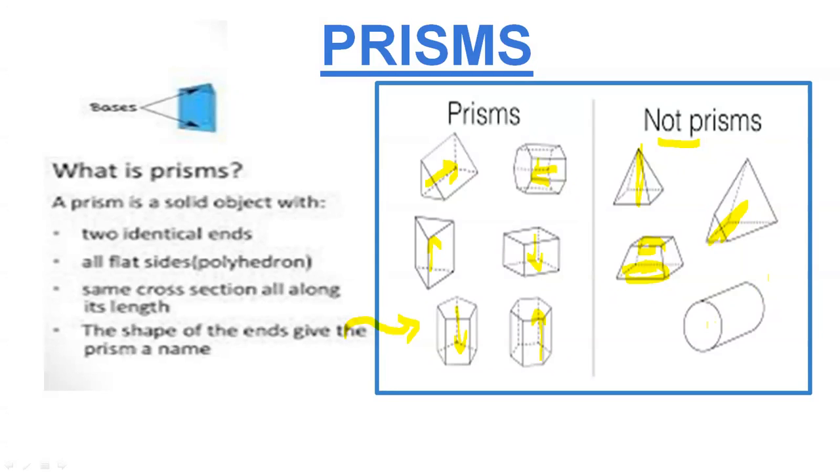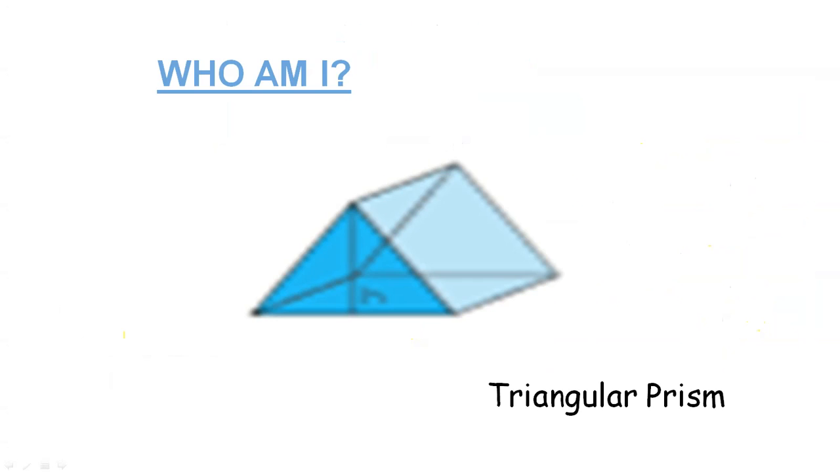What about this? Yes, another shape, not identical ends. So we are not calling it a prism. If they are giving you the same shape, then you can say it's a prism. Okay, so let's try it. And with respect to the base, we are calling the names.